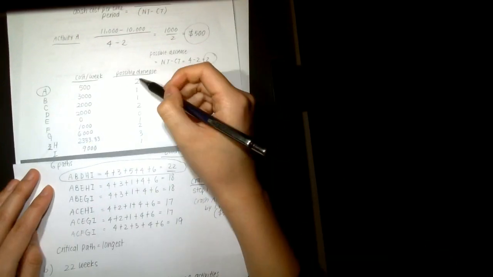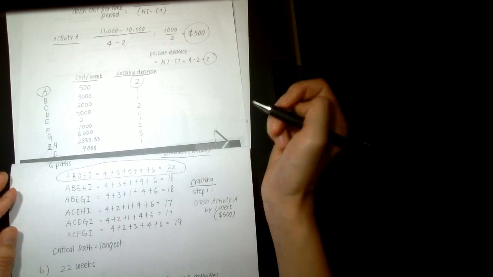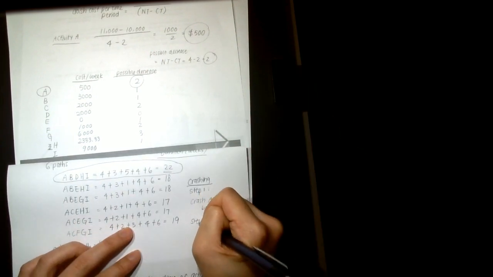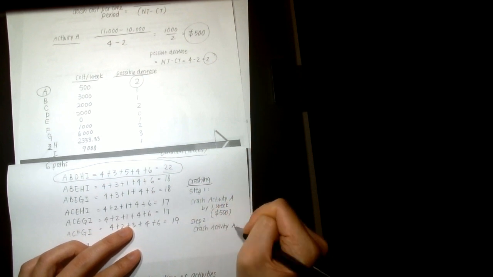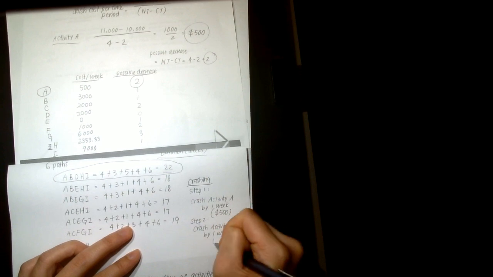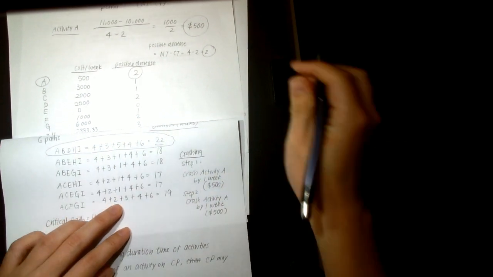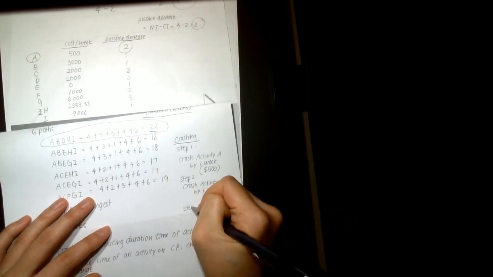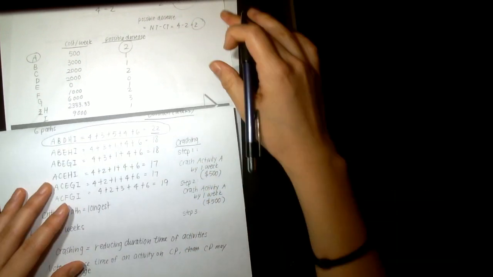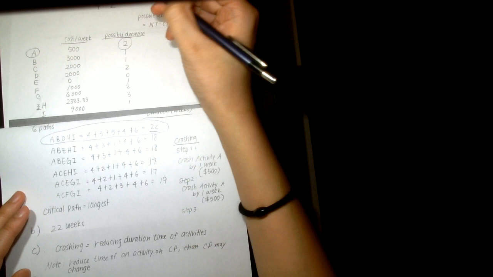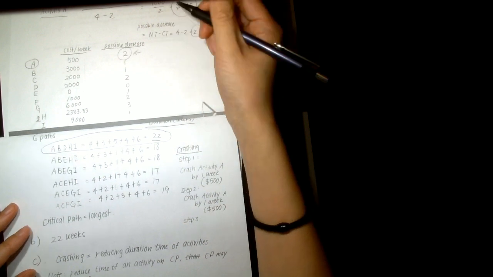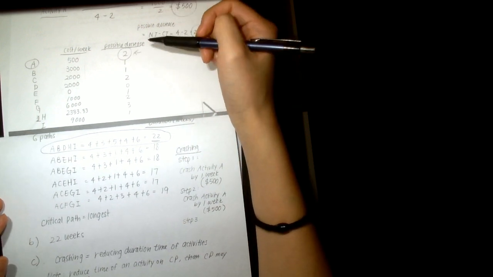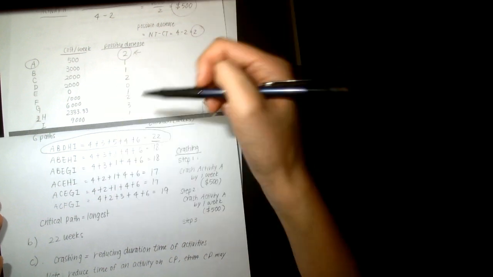And you realize that for activity A, the cheapest, there are two possible decreases. So step 2, you can actually crash it again. And this is also the same thing, $500. For step 3, the last week that you can crash, you realize that A is no longer available. You have used up the full 2 possible decreases, so you have to crash something else. And you look at the next lowest cost.